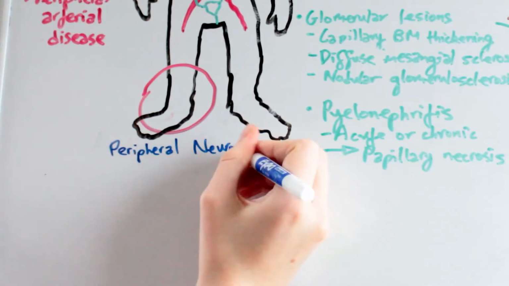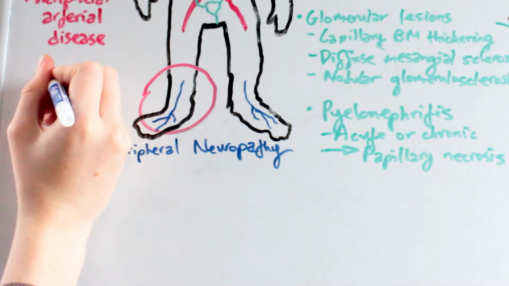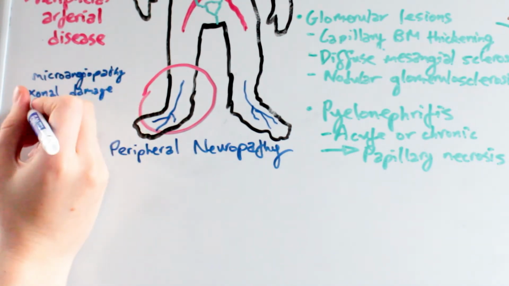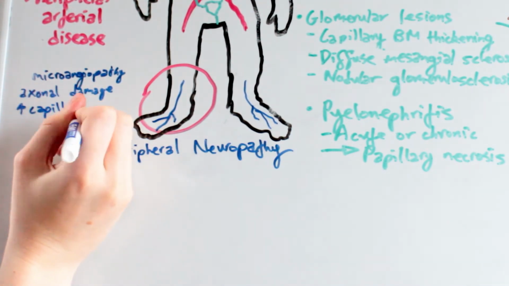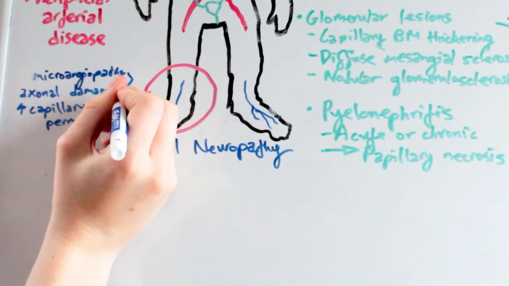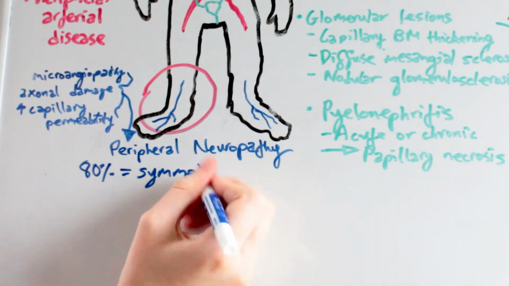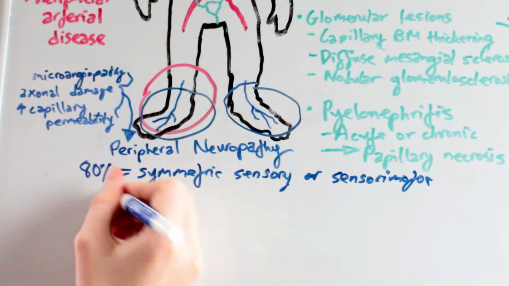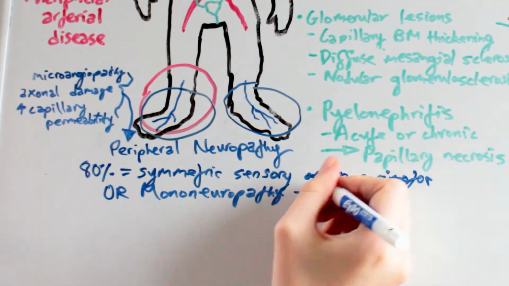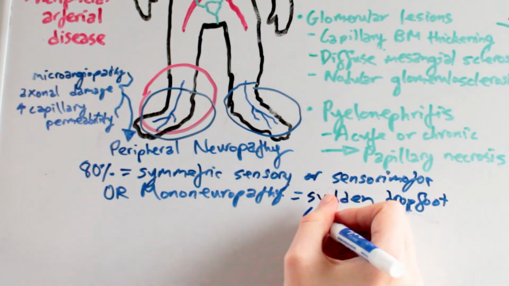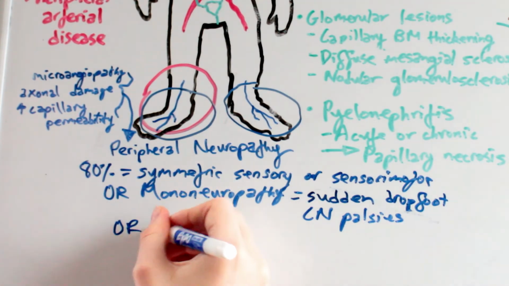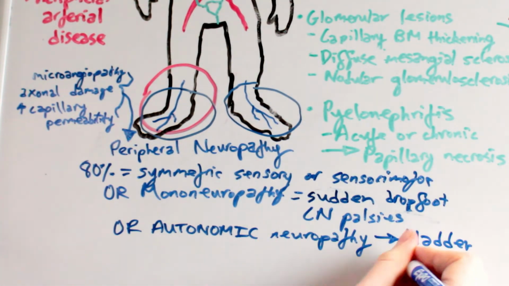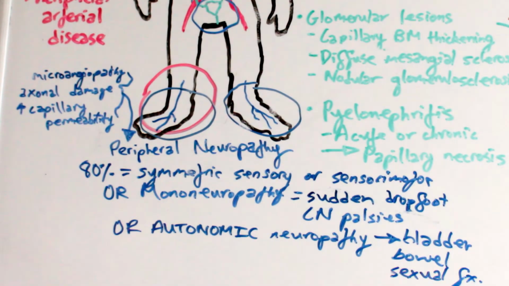Finally, we will consider peripheral neuropathy. This occurs due to small vessel damage, axonal damage, and increased permeability of capillaries supplying the nerves. 80% are symmetrical, sensory, or sensory-motor neuropathy. However, mononeuropathy, such as sudden drop foot or cranial nerve palsies, can also occur. You may also see autonomic neuropathy affecting the bladder, bowel, and sexual function.